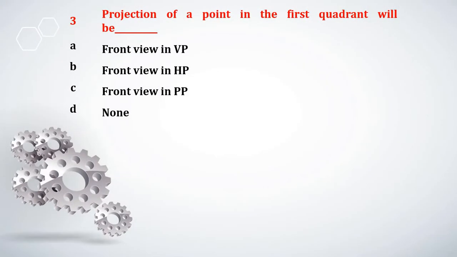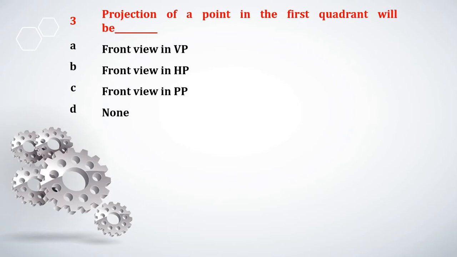Now the third question, projection of point in the first quadrant will be option A, front view in the VP, option B, front view in the HP, option C, front view in the VP, and option D, none of the above. So for solving this question, we need to first look at the options given. According to that, we have to draw the conclusion, or we have to solve the problem.